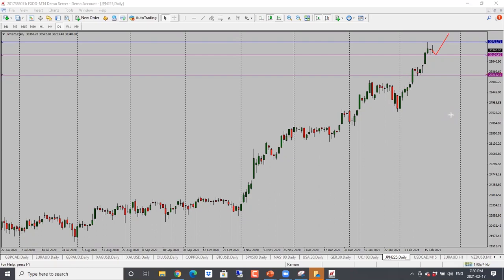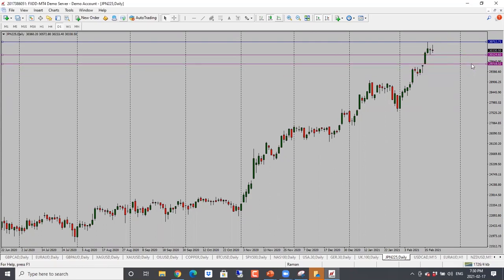Neutral right now. If it does drop through this 30,120 level, then we can get a move back into the support here, base of this candle. Otherwise, we would basically be setting up for a move higher. So once it gets through the support level at 30,120, next target is 29,700. So neutral bias for now for Nikkei.